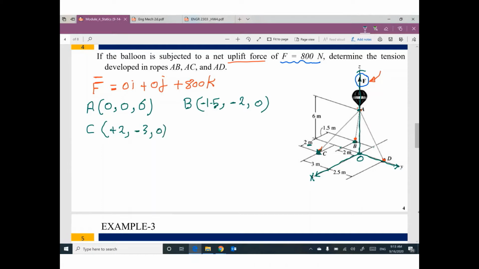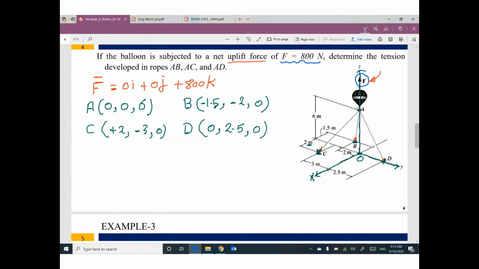What about point D? Here is point D. In X, I will not move any. In Y, I will move 2.5. In Z, I will not move any.